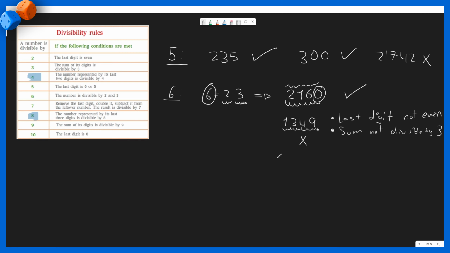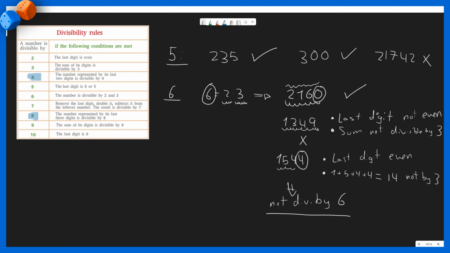Another example, 1544. Although it accomplishes the first requirement, having an even as the last number, the sum of all the digits, 1 plus 5 plus 4 plus 4, equals 14. And we know 14 is not divisible by 3. So 1544 is not divisible by 6.